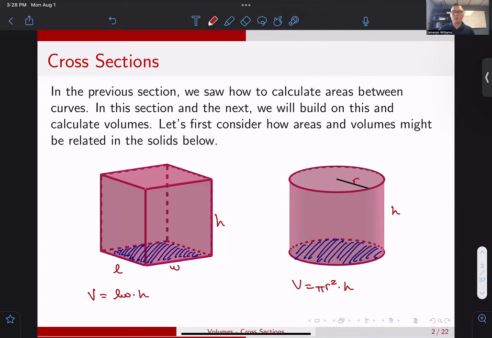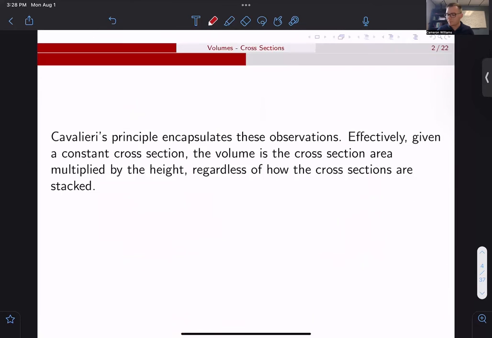Now, that's not the only thing these two solids have in common. If we look at the base and we extrude upwards, it's the same throughout. If we do that for the prism and we do that for the cylinder, it's the same cross-section throughout. Now, the observation we just had, where it's base area times height, is a special case of what's known as Cavalieri's principle.